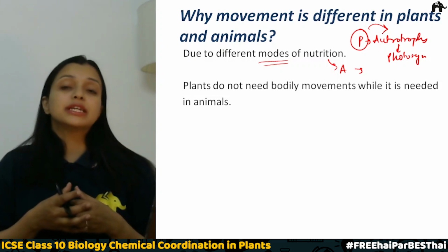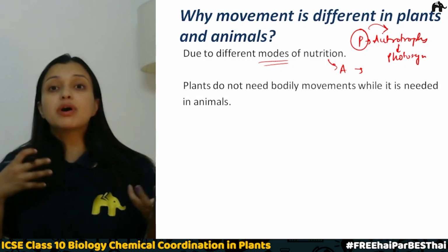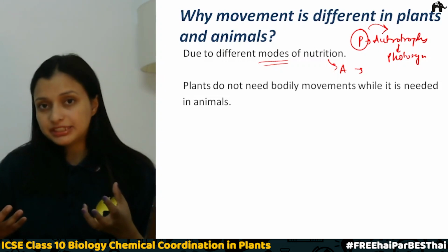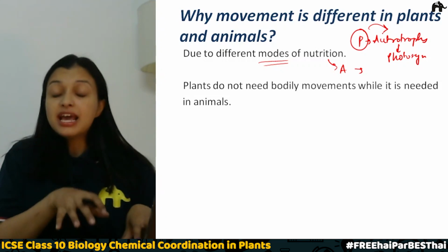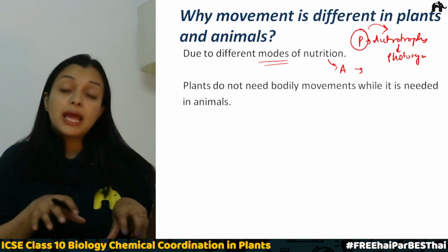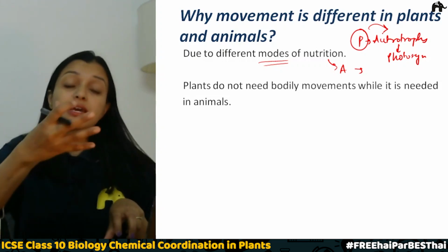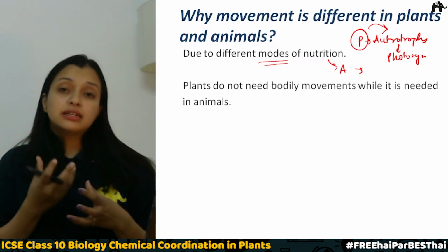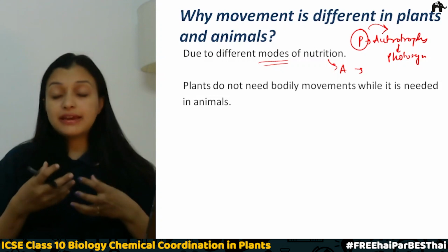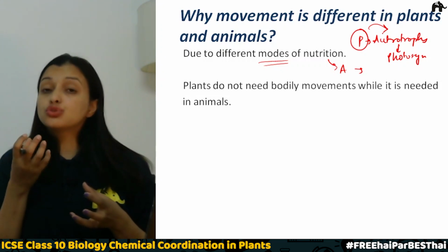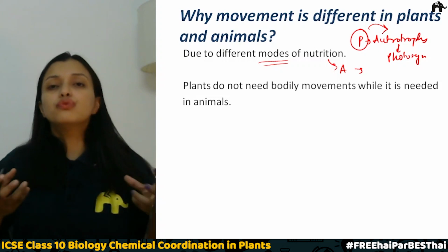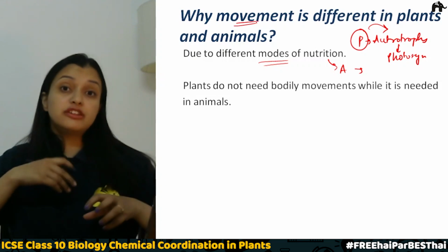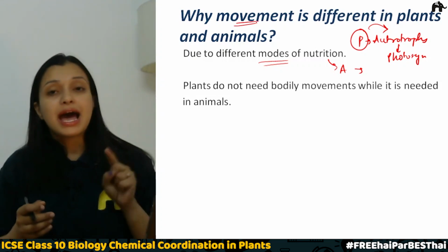But that is not true in case of animals. They have to move around for their food. As I said, they are directly or indirectly dependent on plants. Herbivores will directly eat a plant, but not necessarily the plant which is in front of them. They have different feeding habits, and there are some animals which are carnivores. Those animals have to move around in search of food. So this is the reason why there is a difference in movements in case of plants and animals.